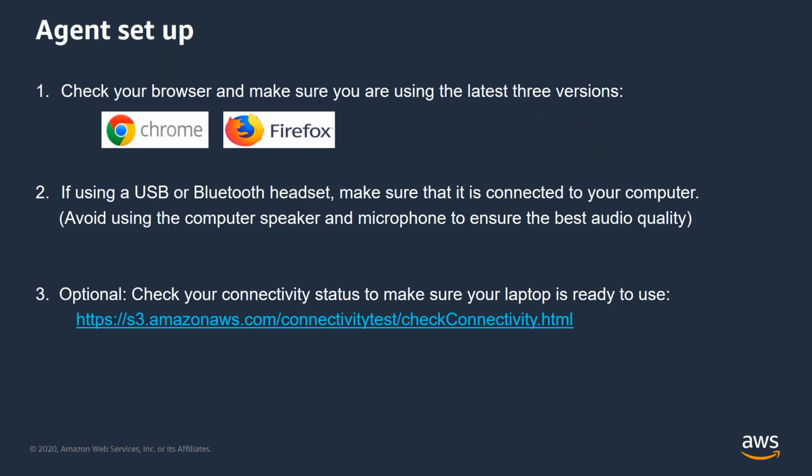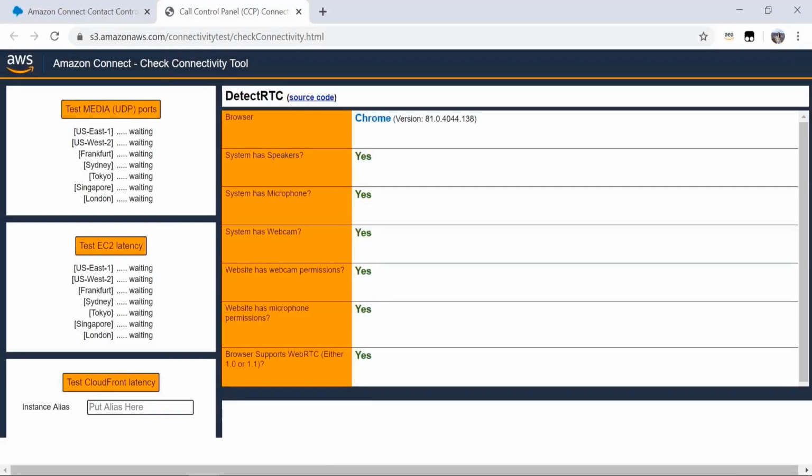Optionally, you can also check if your laptop is ready by using the Amazon Connect connectivity tool. Let me show you a quick demonstration of how the connectivity tool works. You can simply paste this URL in your browser and hit enter. The tool automatically gives you the name of your browser on the top, whether you have speakers and microphones enabled, and also if your browser supports WebRTC or not.